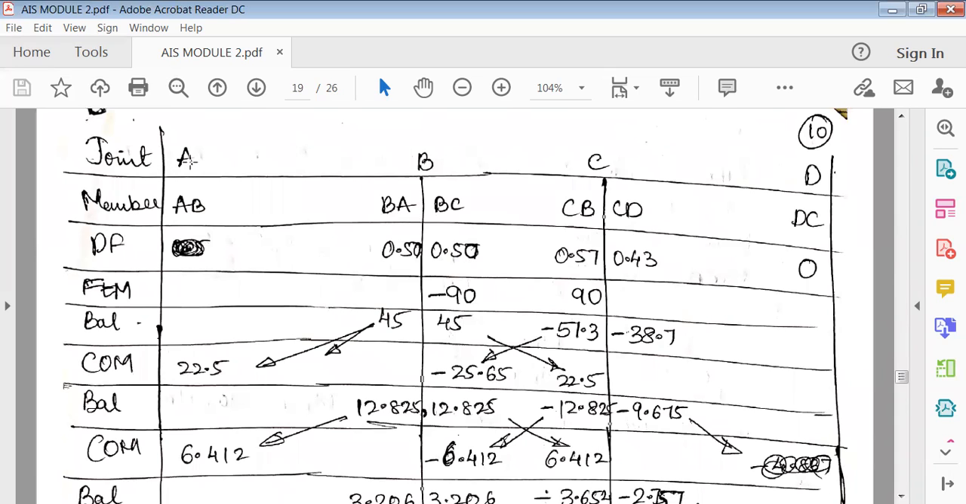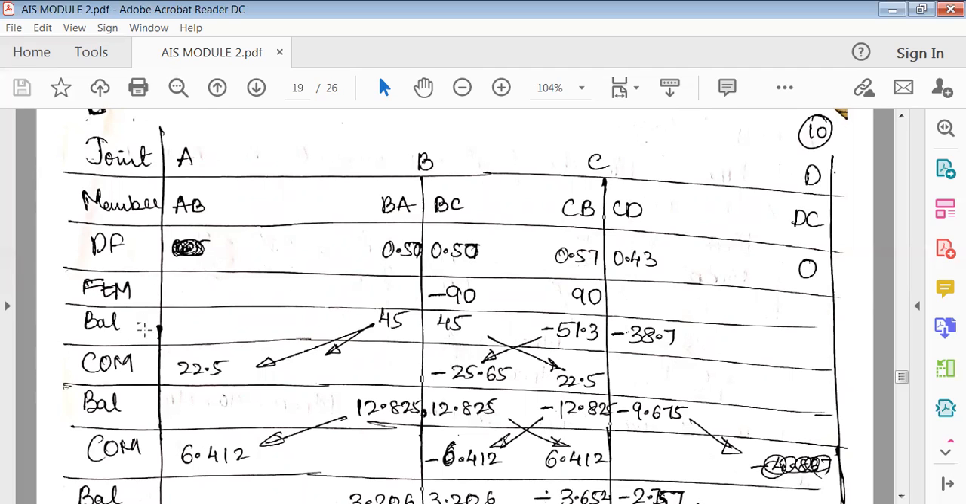Then, as usual, find the moments: draw the moment distribution table and find the final moments. So this is A, B, C and D. Remember: AB, BA, BC, CB, CD and DC. Then the distribution factors we have already calculated for B and C. Write these.